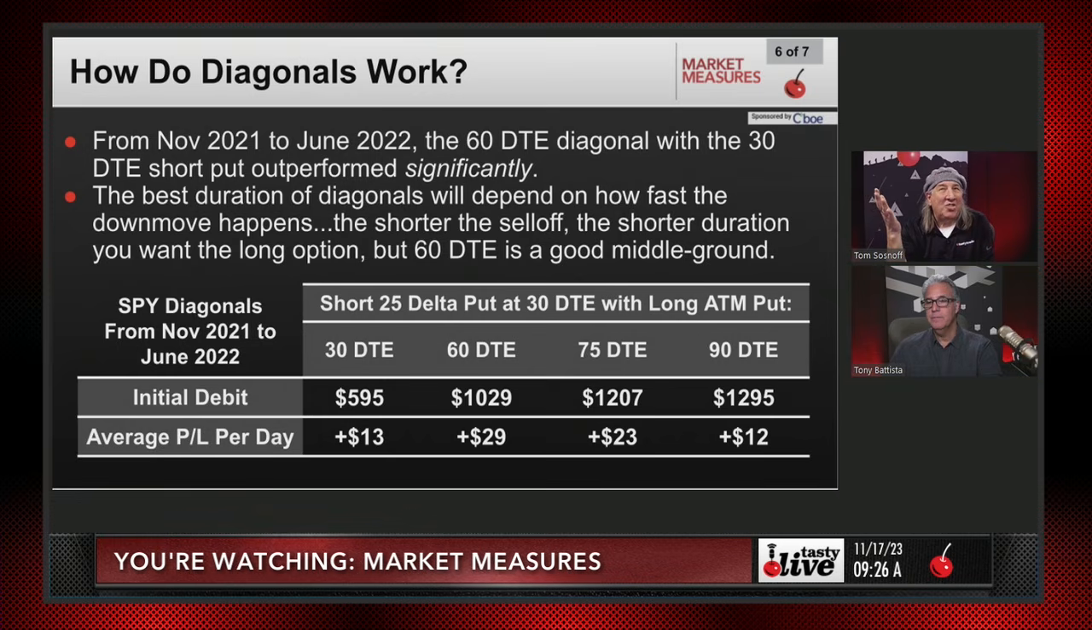The best duration of diagonals will depend on how fast the down move happens. The shorter the sell-off, the shorter duration you want the long option to be, but 60 days to expiration is a good middle ground. 60 days to expiration is kind of what we did today. We did Jan. How many days to expiration is Jan? Jan expiration has 63 days. There you go. That's why we picked it. Right on target. Let's go next slide.